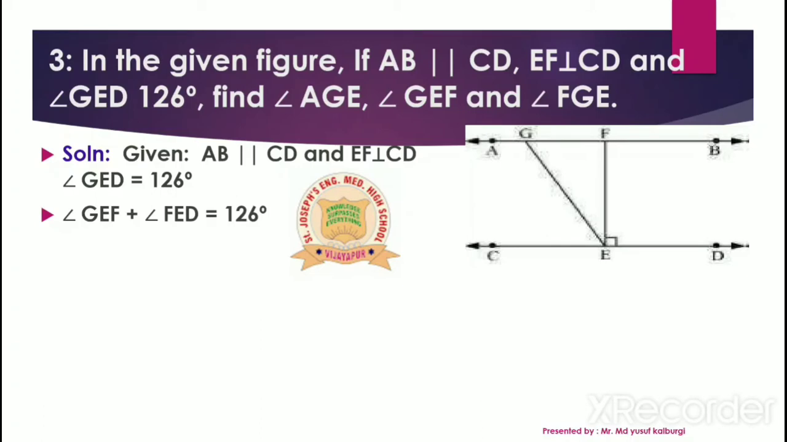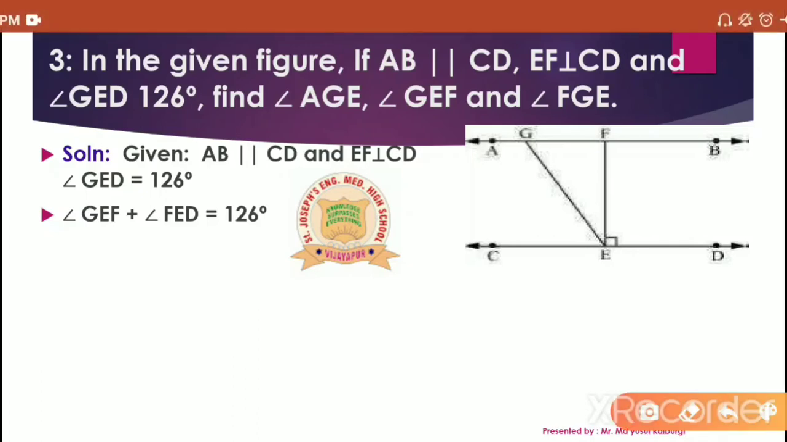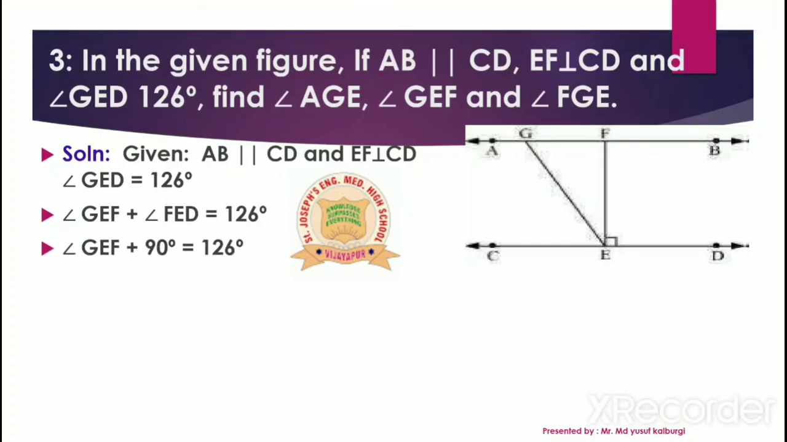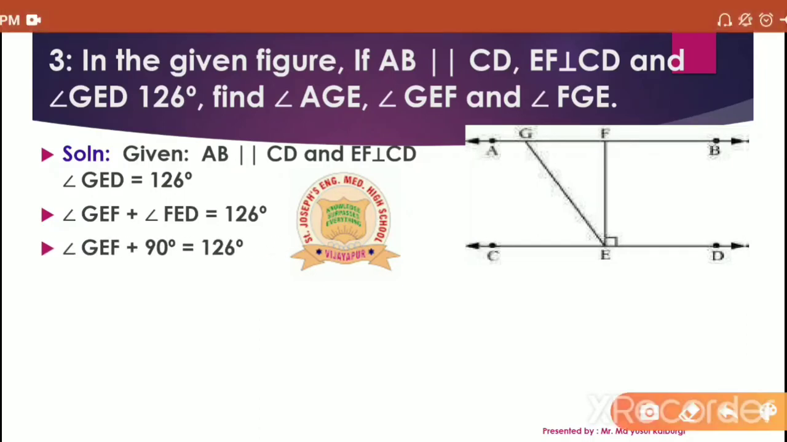Now can we write GEF plus FED? Just observe angle FED. FED is perpendicular, means FED is always equal to 90 degrees, because perpendicular lines are 90 degrees. So we are going to write FED is equal to 90 degrees. In place of FED I will keep 90 degrees. So GEF plus 90 degrees is equal to 126 degrees. In place of FED I have substituted 90 degrees.